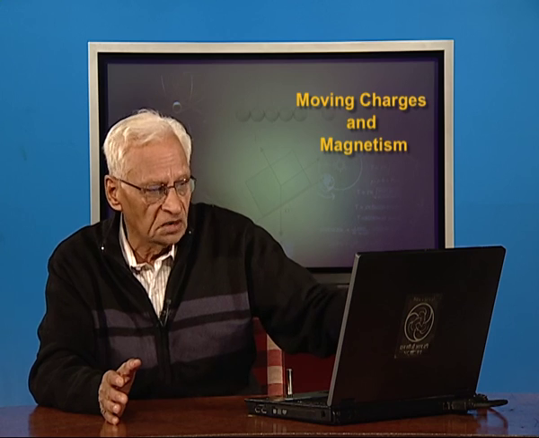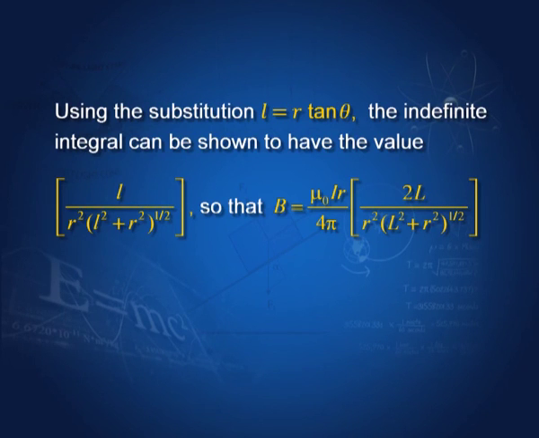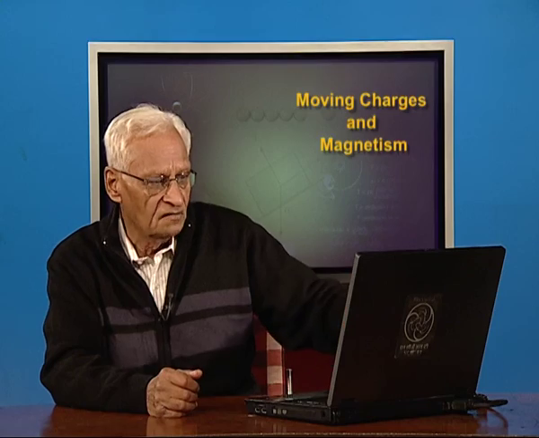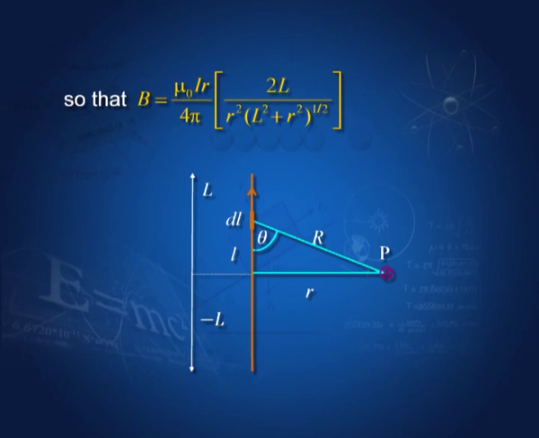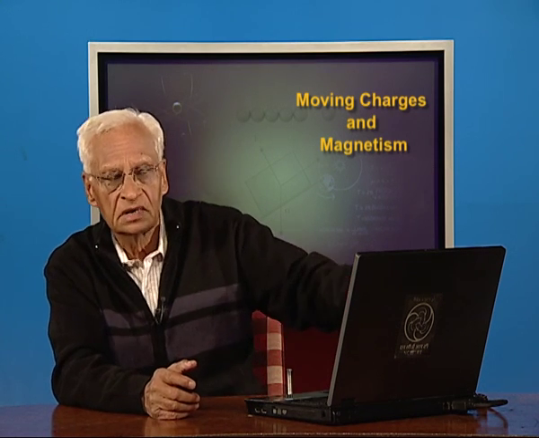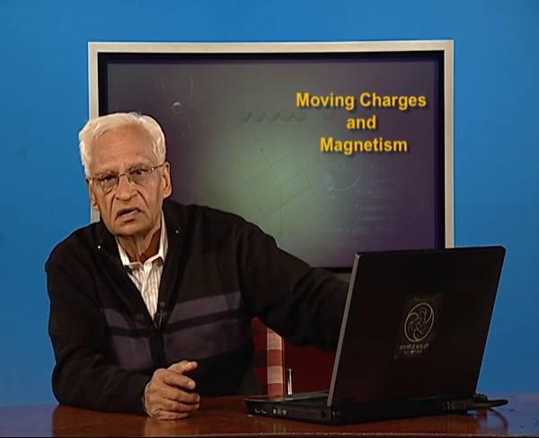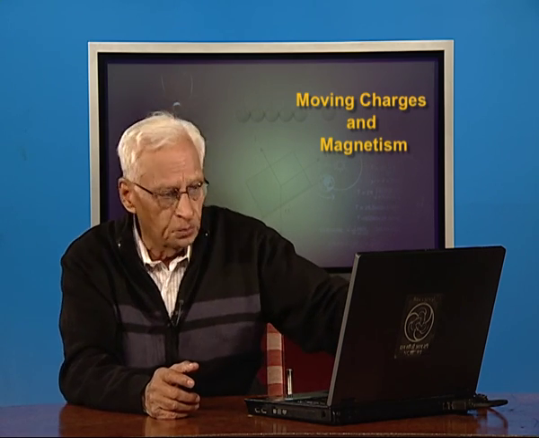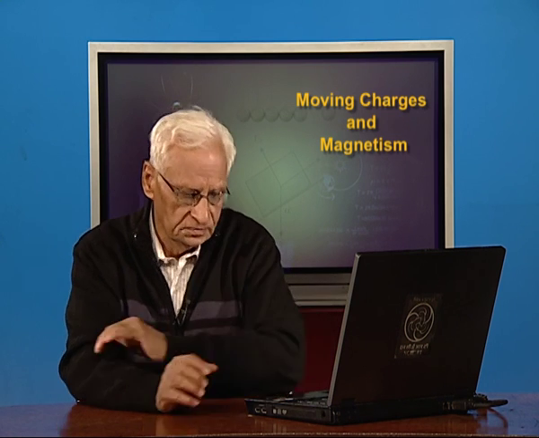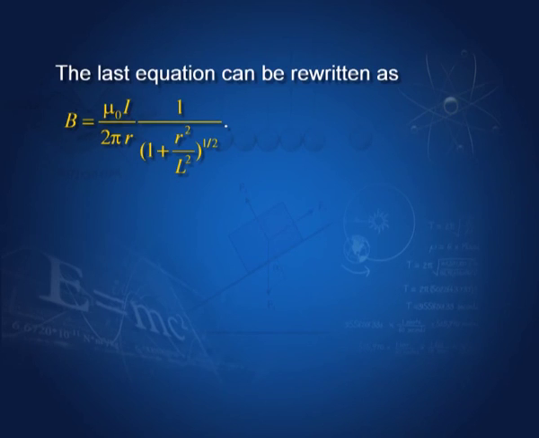And now, you can use the substitution L equal to r tan theta and integrate, and what you get is this result: B is equal to mu 0 I r by 4 pi into the quantity within brackets, which is 2L by r squared into (L squared plus r squared) raised to power half. Again, we used some trigonometry and some results from integration, which I hope you are able to do. And the last equation can be written as B equal to mu 0 I by 2 pi r.